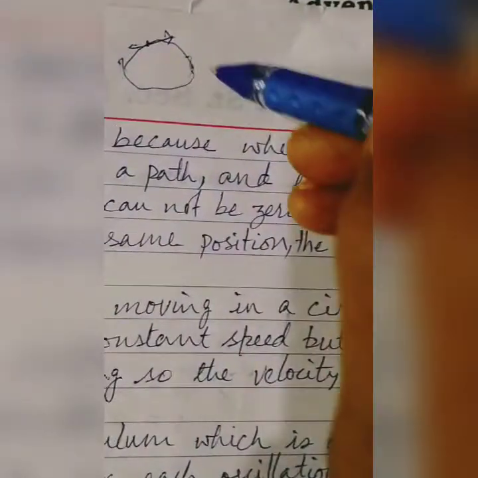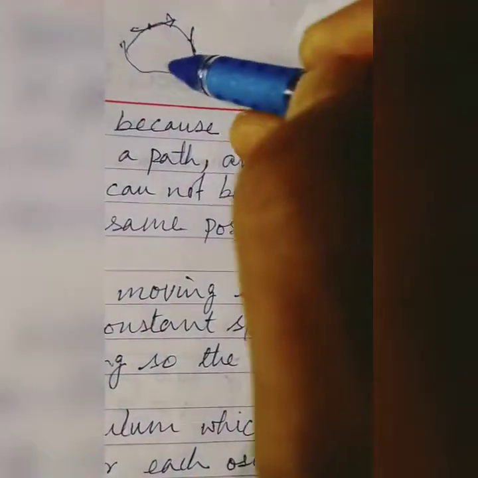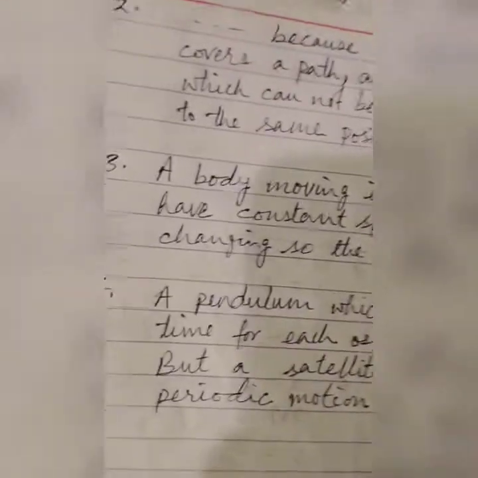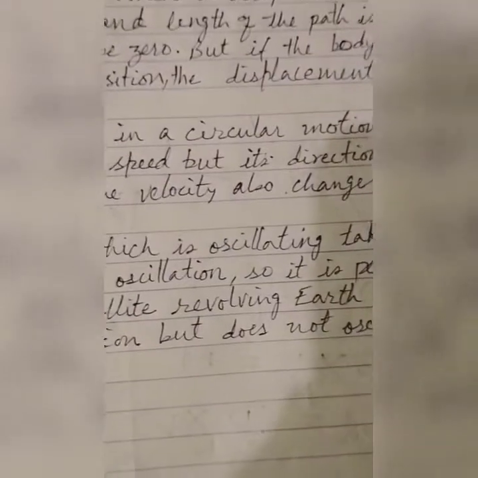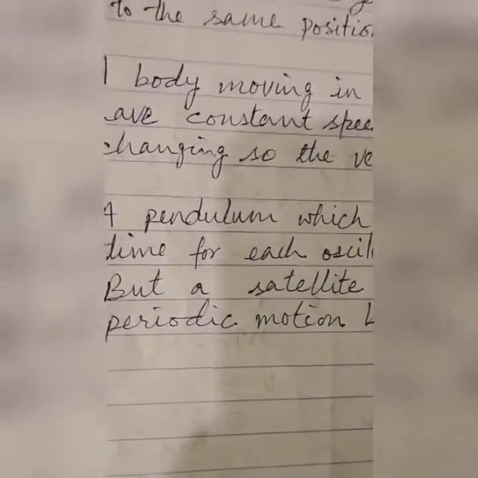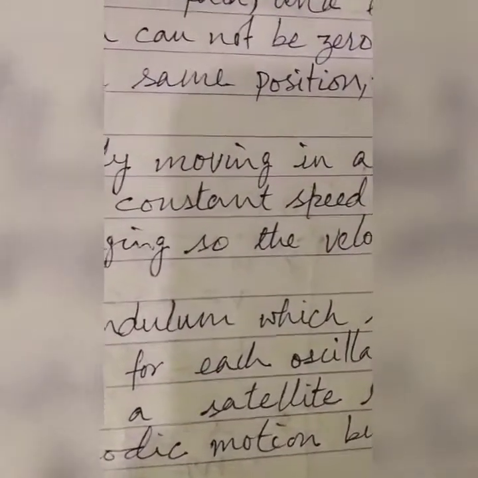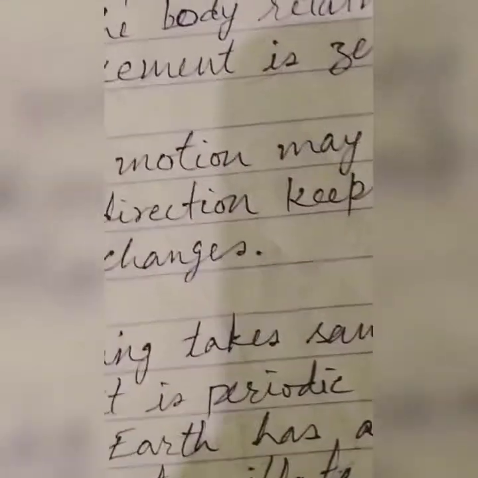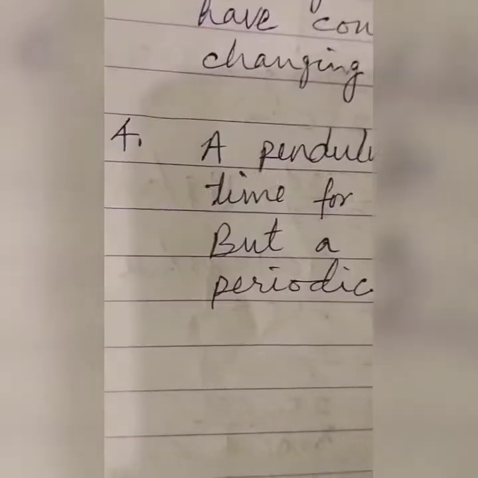Here the direction is this direction, and at this point the direction is this direction. So at every point the direction is changing. So we can say the velocity is also changing. It keeps on changing, so that is a variable velocity. That is the example of a body having constant speed and a variable velocity. So you can write that. Don't worry, I'll take a picture of it and send you.